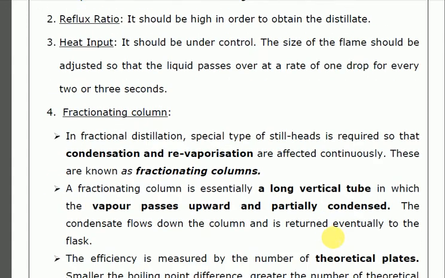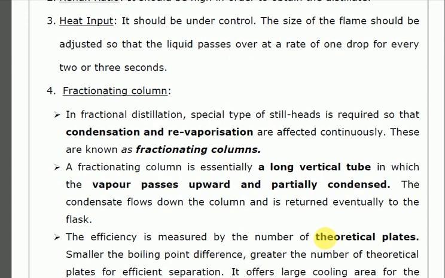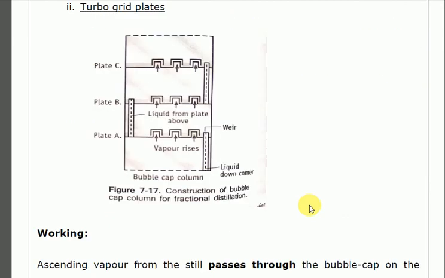Now, fractionating column. Now, what is a fractionating column? I already showed you half of the diagram. In fractional distillation, a special type of still head is required so that condensation and revaporization are affected continuously. This is known as the fractionating column. A fractionating column is essentially a long vertical tube in which the vapor passes upward and partially gets condensed. See this. This will go up, strike, come back, strike, come back. Half of the part will go up.